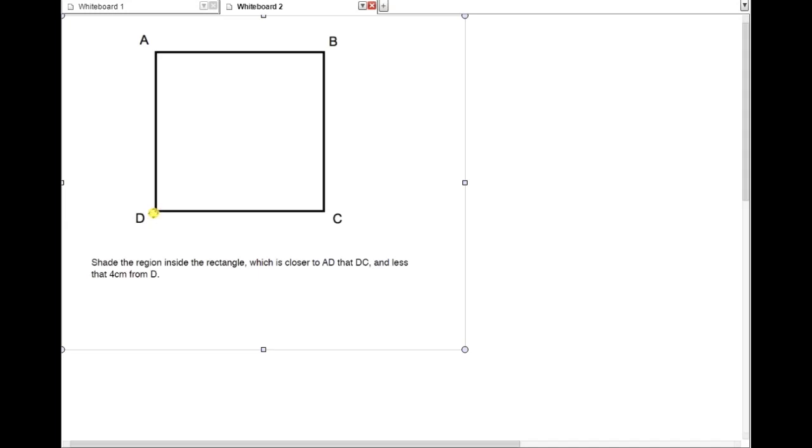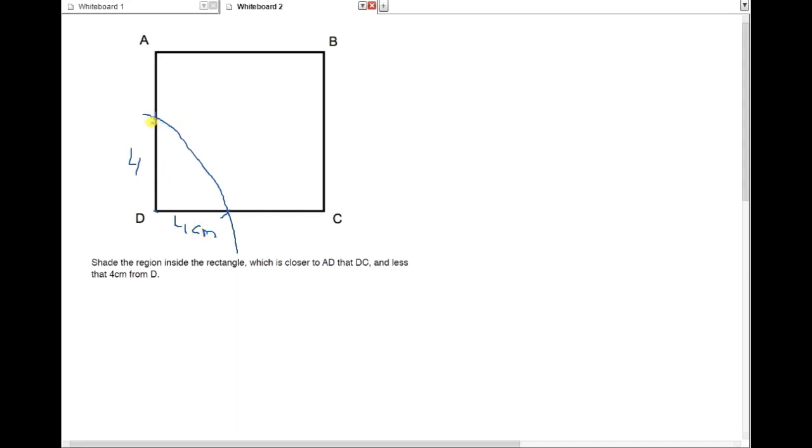You are going to pick up your compass, put your needle at point D and stretch your compass up to 4 centimeter and draw an arc like this. No need to draw a full circle, we just draw an arc. So the distance from D to this point is 4 centimeter, and the distance from D to this point is also 4 centimeter. That's what it means.